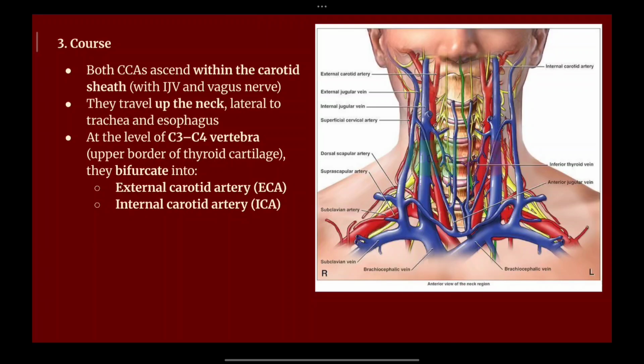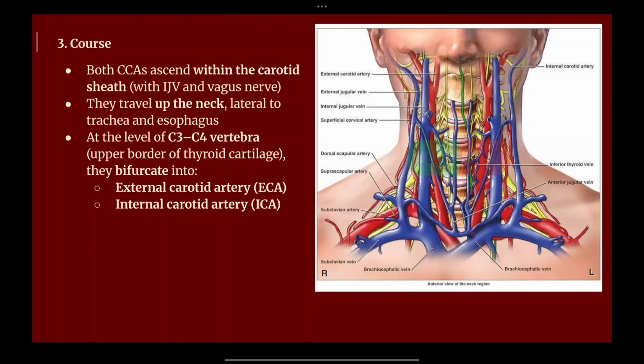This region is very sensitive, and the blood supply is very thick here because there are two major blood vessels running in the neck region on both sides. They travel up the neck, lateral to the trachea and esophagus. So they arise from the upper thoracic region and move to the neck, followed by the trachea and the esophagus also.